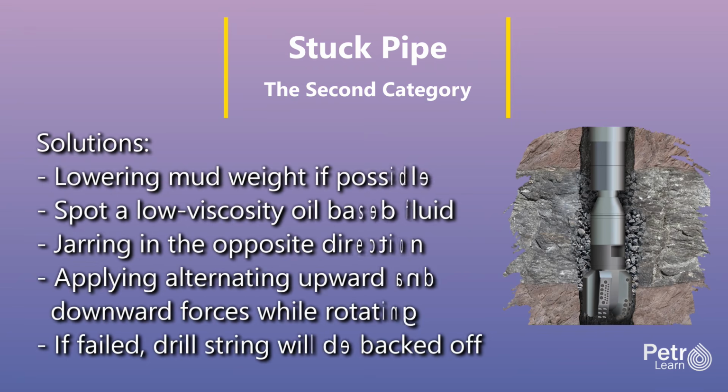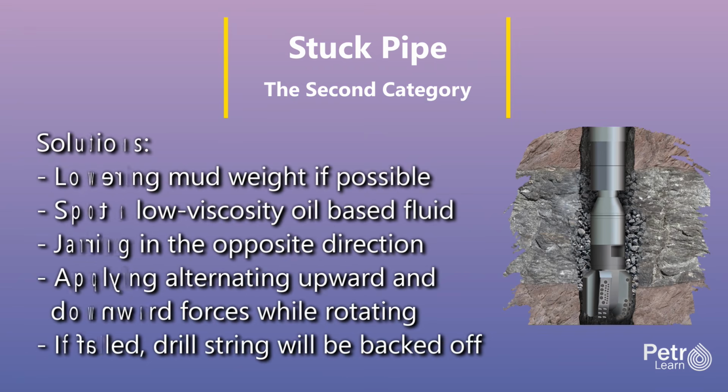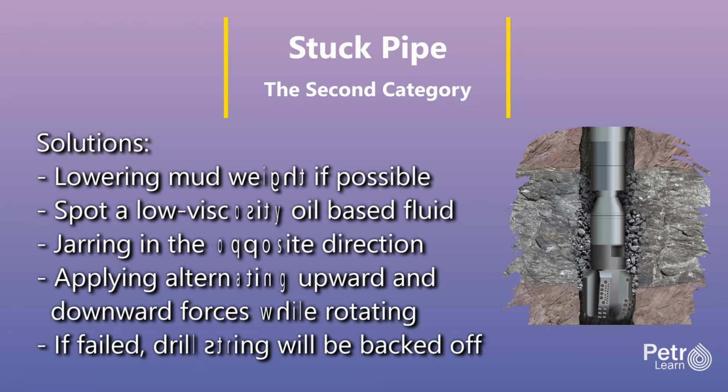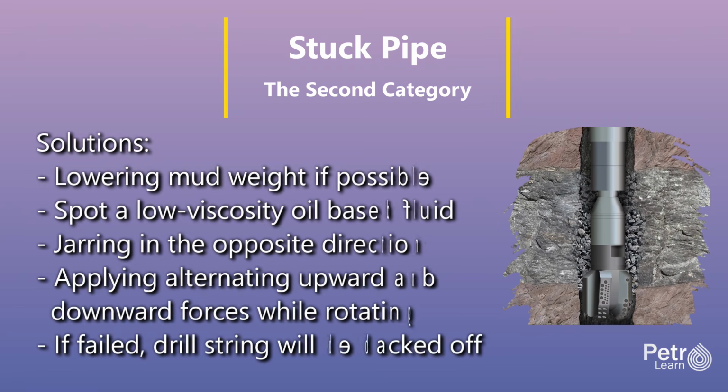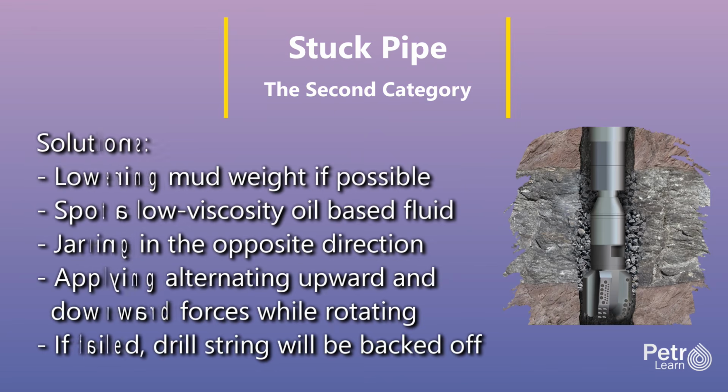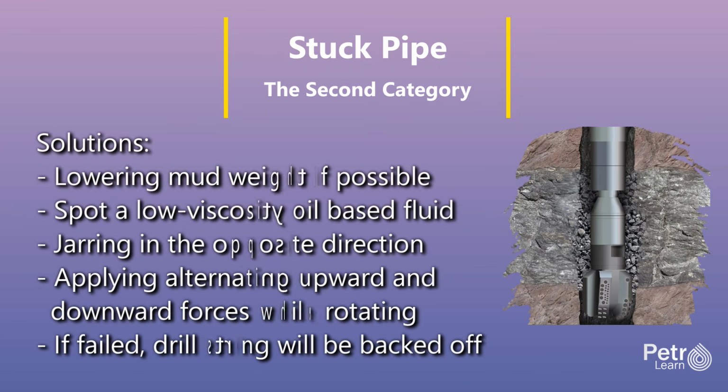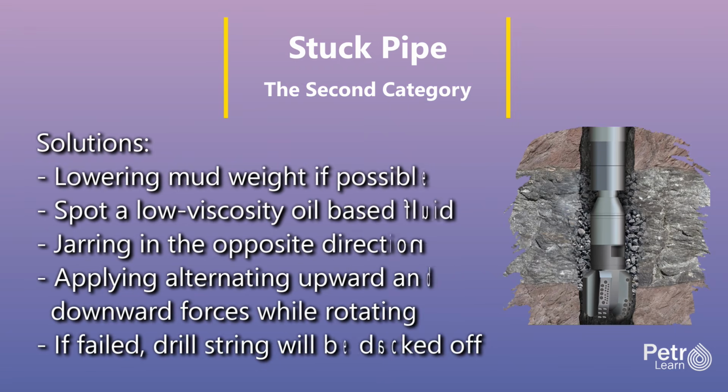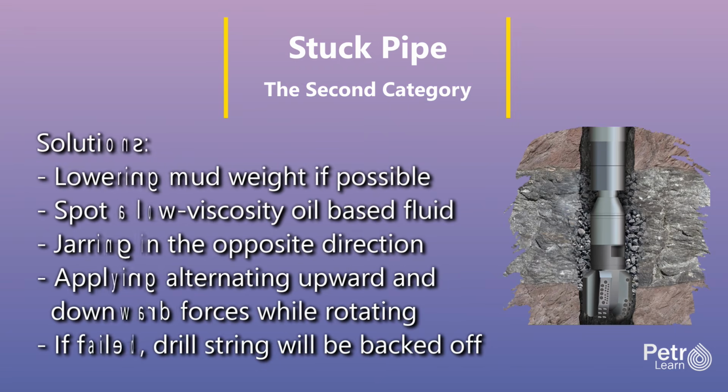For stuck pipe, the correct first action is to start working the string and jarring in a direction opposite to the direction of the string movement before sticking happened. If that fails, then work the pipe by applying alternating upward and downward forces while rotating, which can sometimes free it. Rotation is only applied while working the string down, to prevent twist-off while working the string up.